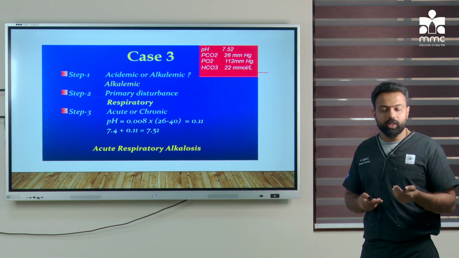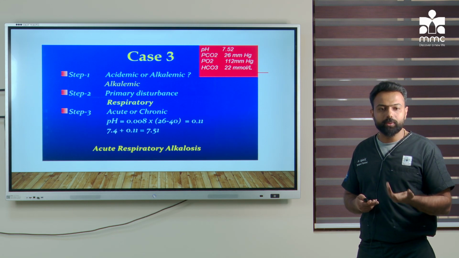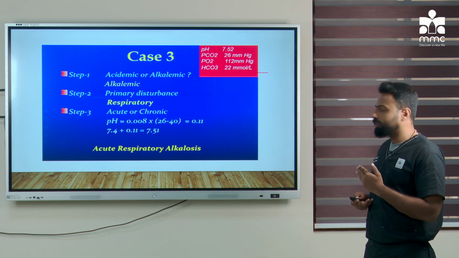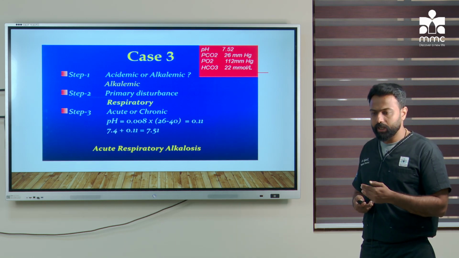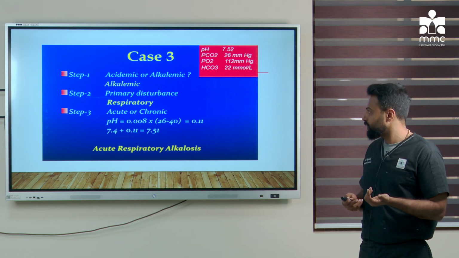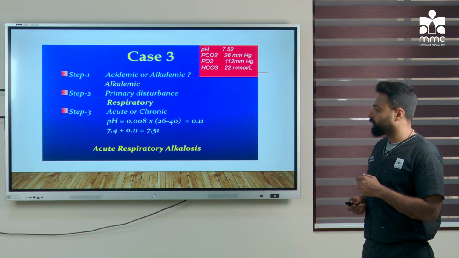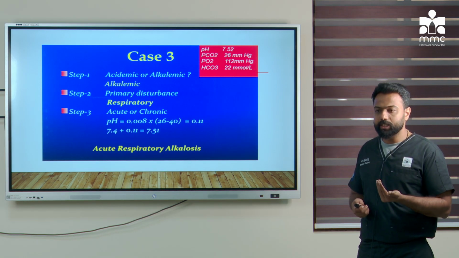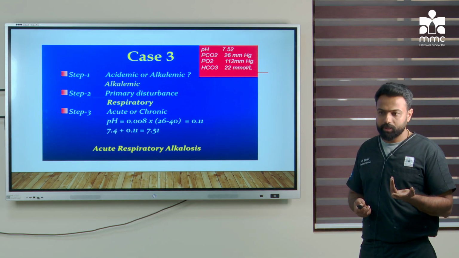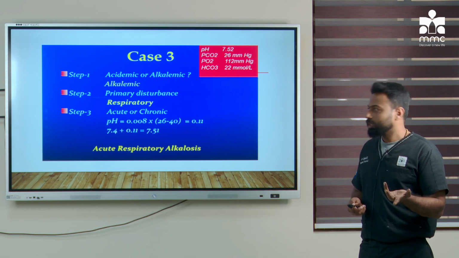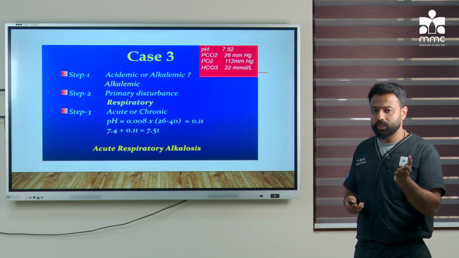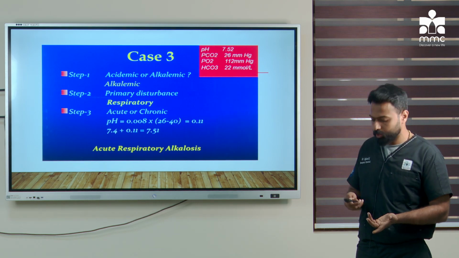So again, if you are getting a respiratory alkalosis, you have to find out if it's acute or chronic. So how do you calculate acute or chronic? You look at the pH and you calculate 0.008 times the change in carbon dioxide. So here a 0.11 change is acceptable. So it is 7.51. That is the pH according to the prediction by the formula. So it is the same. So it is an acute one. If it is 7.45 or 7.48, then a chronic component should be there.